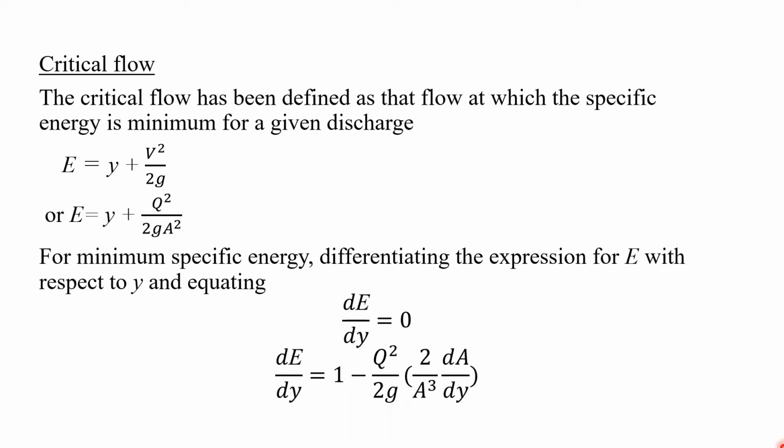Critical flow. The critical flow has been defined as that flow at which the specific energy is minimum for a given discharge. Now E is equal to Y plus V square by 2G. Putting the value of V as Q by A, we get E equals Y plus Q square by 2G into A square. For minimum specific energy, differentiating the expression for E with respect to Y and equating it to 0, we get dE by dy equal to 1 minus Q square by 2G into 2 by A cube into dA by dy.